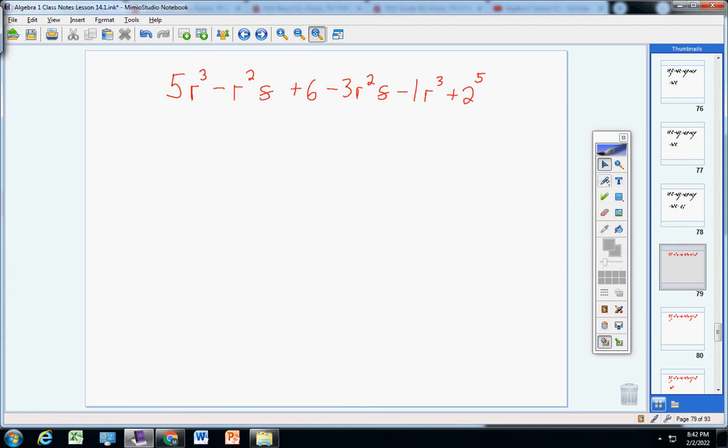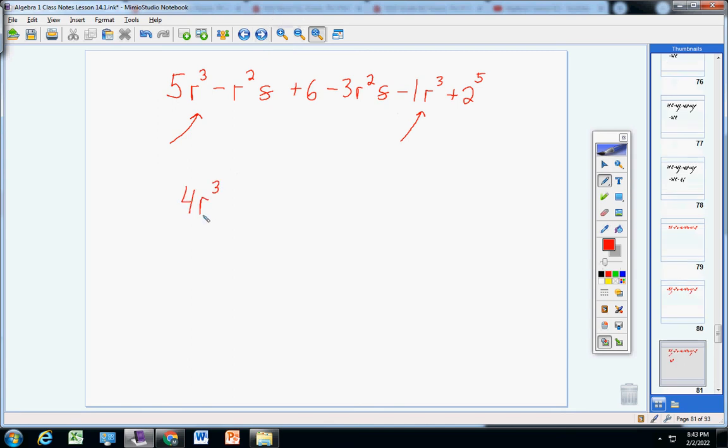Okay, all right, let's try this one, and we're finished, okay? So, again, I'm going fast. Whoever's running the video should be pausing the video, okay? All right, I have r cubed, positive 5, negative 1, that's a positive 4 r cubed.